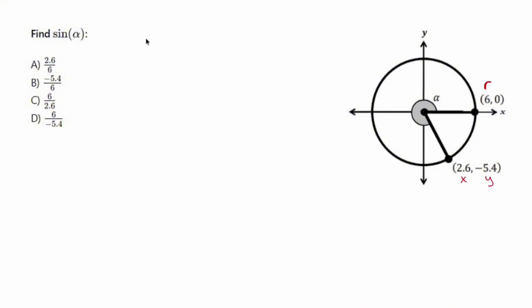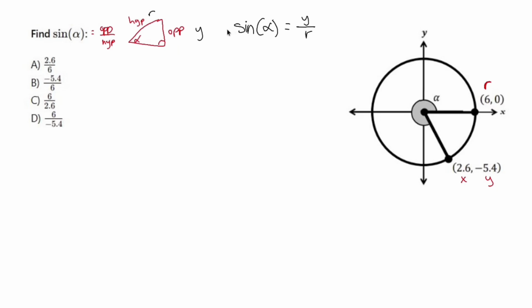Now, there's shortcuts here, but let's remember what sine means. If we go back to SOHCAHTOA, and we're looking at a right triangle like I just did, we have the opposite side and the hypotenuse. The sine of alpha is the opposite over the hypotenuse. The hypotenuse is always going to be my radius, and the opposite in this case is going to be my y value, up and down. So sine alpha is the opposite, which is y, over the hypotenuse, which is r.